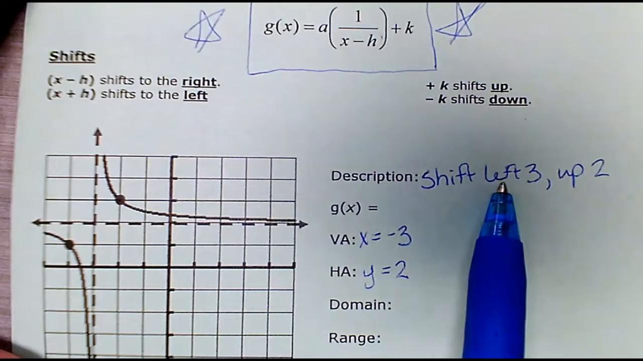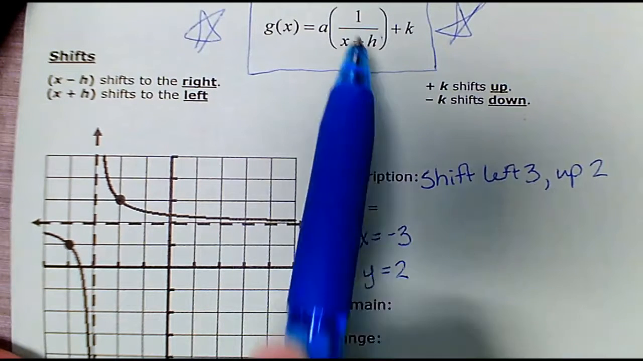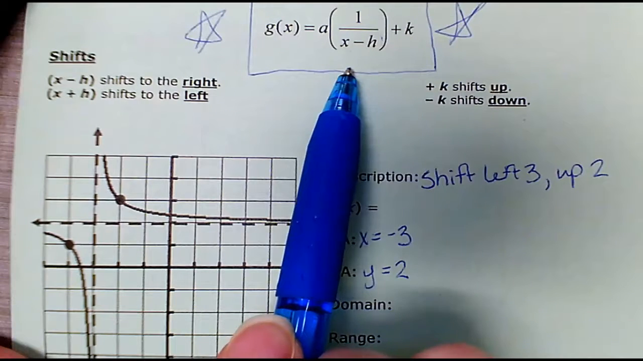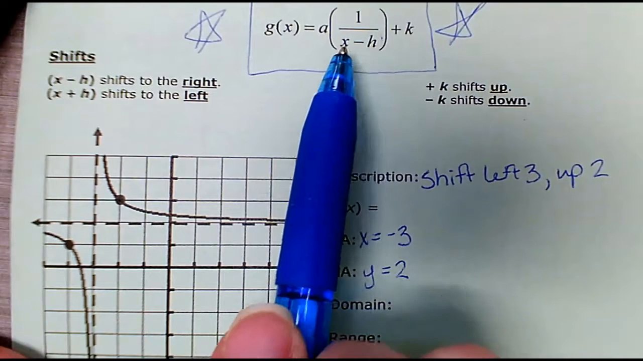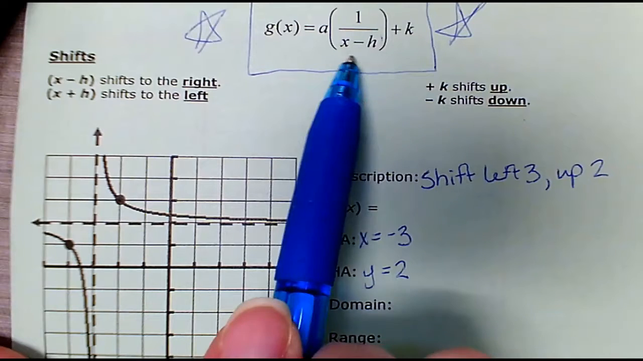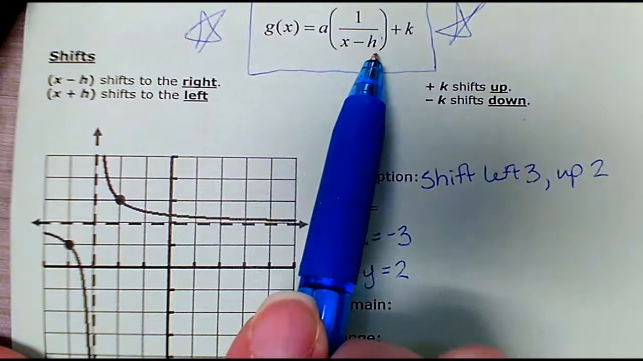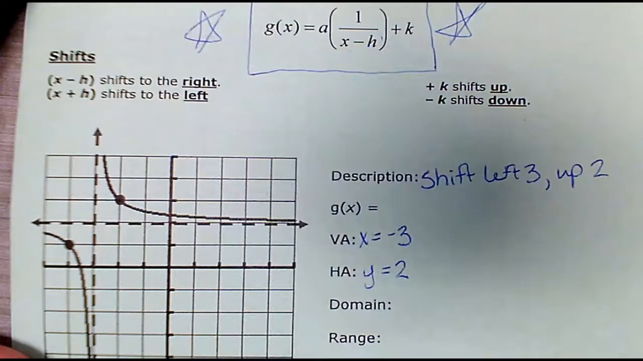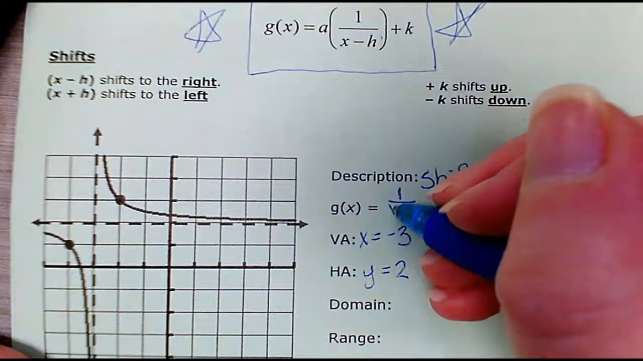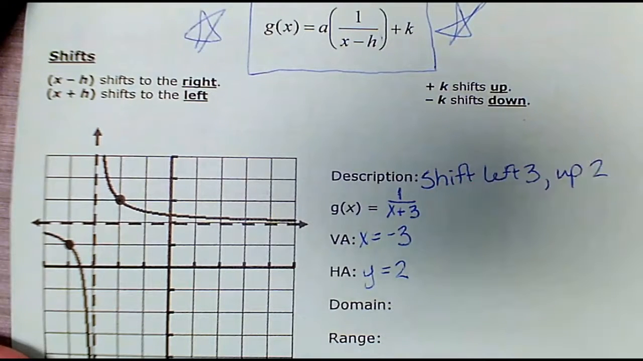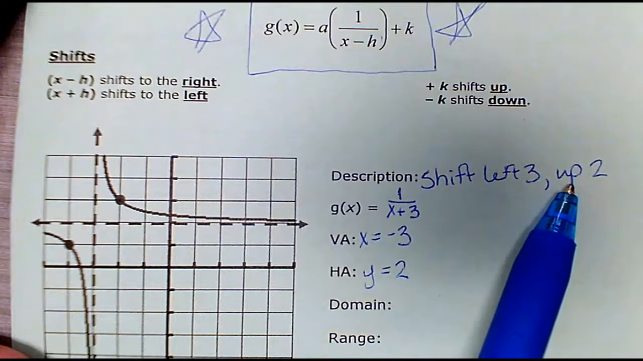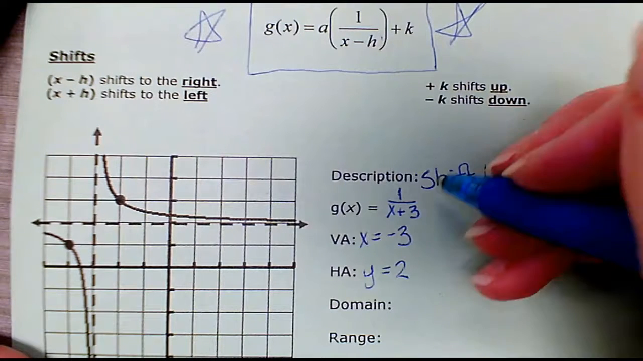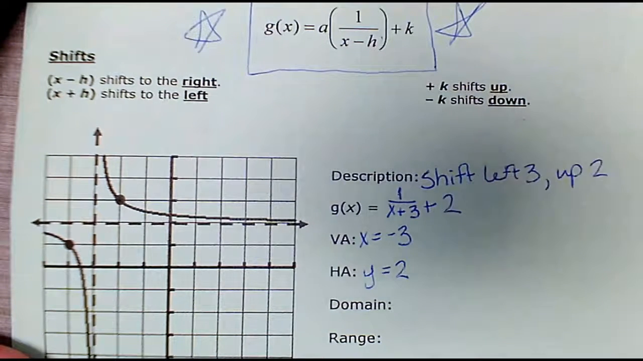If I'm shifting left 3, where does the 3 appear in the function? On the top? On the bottom, right? And instead of x minus h, what should I have here? X plus 3. Good. So 1 over x plus 3. And then how do I write in my shift up 2? Plus 2. Good. On the outside. Very nice. Good job.